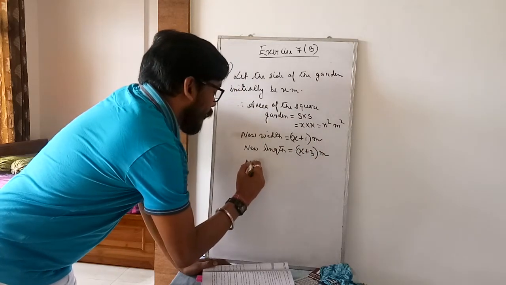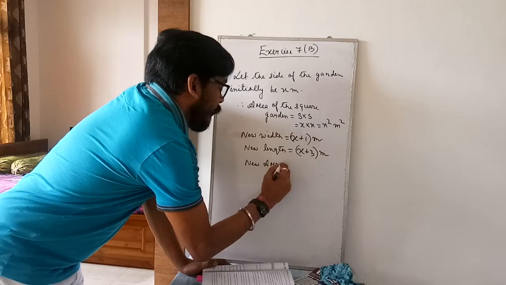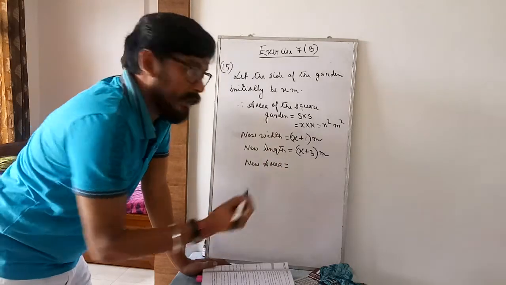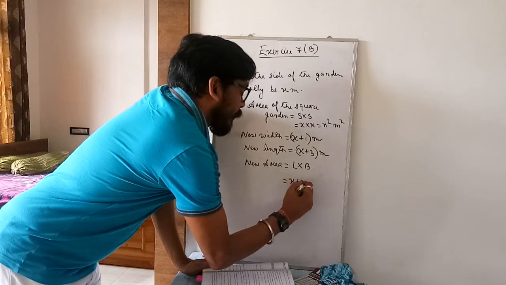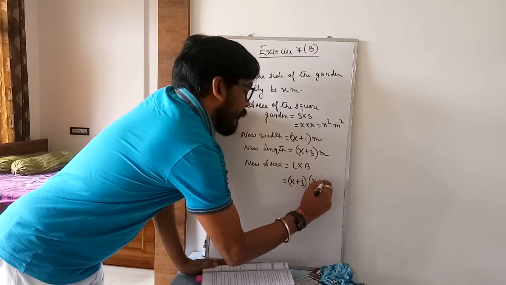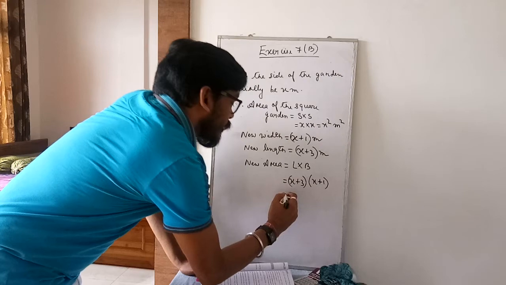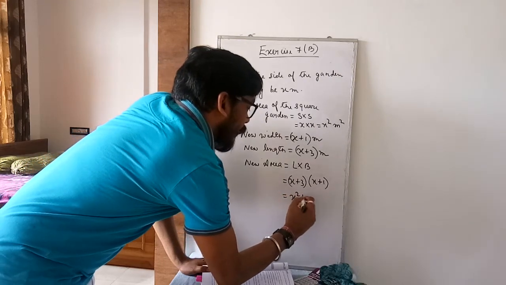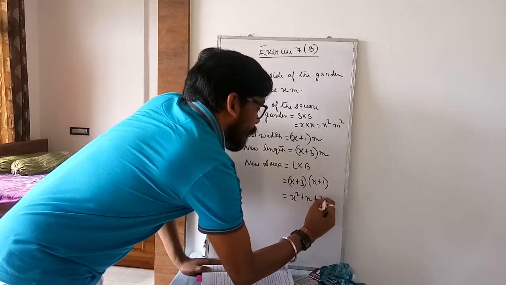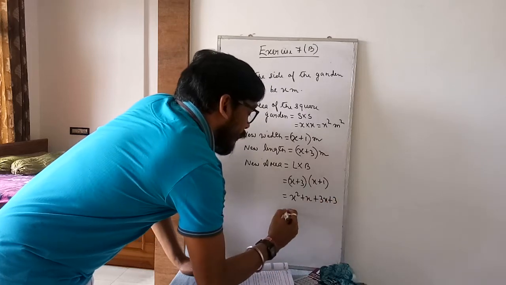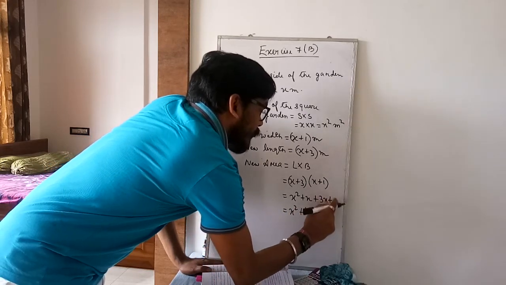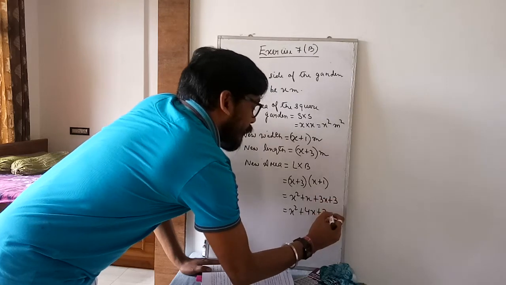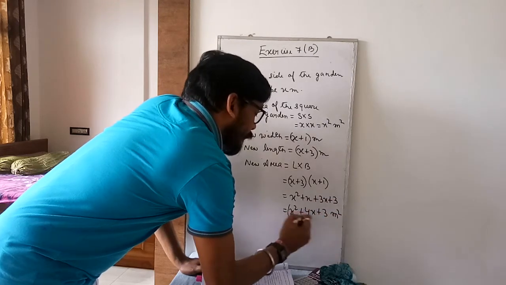So new area will be how much? Now it has taken the shape of a rectangle, so L into B, so it is x plus 3 into x plus 1. If you simplify it, x square plus x plus 3x plus 3, so it is x square plus 4x plus 3. You can write meter square.